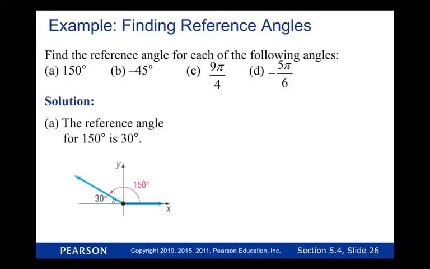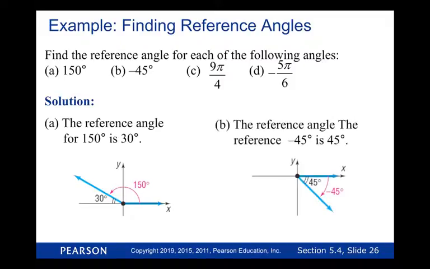Okay. So now if this is 0, the positive x, and we go negative 45 degrees, what quadrant are we in? Quadrant 4. So if we go negative 45 degrees, how far away from the x-axis are we? 45 degrees. So the reference angle for B is 45 degrees. Does that make sense?